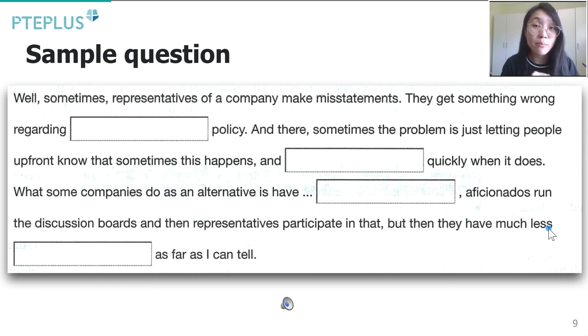Give yourself at most 10 seconds per blank, so about 40 seconds for this entire thing, to fully type up your answers and finalize it. Okay, so you can pause the video and finalize your answer now. Okay, so I hope you've all done that.